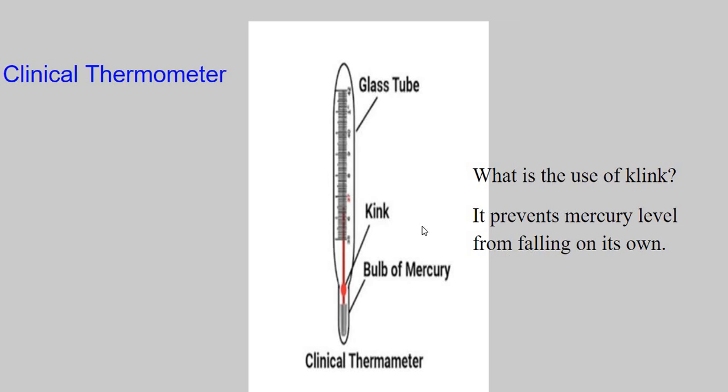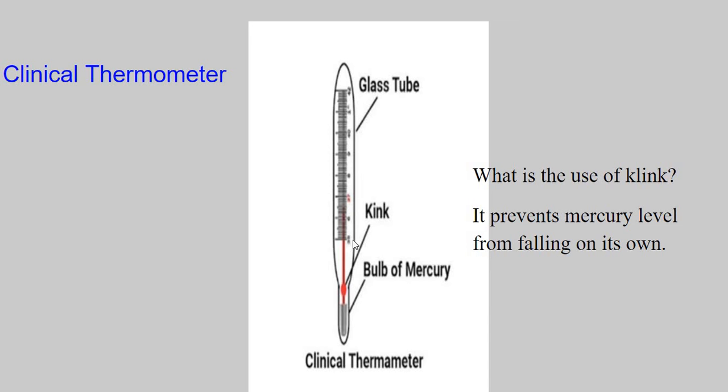Here we will see the parts of a clinical thermometer. Here you can see a long tube. Inside you can see the line of mercury. You can see the glass tube. And here you can see a small bulged portion. This is called the clink. And what is the purpose of the clink? It prevents mercury from falling on its own. So these are the parts of a clinical thermometer.